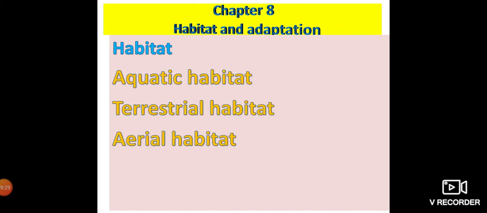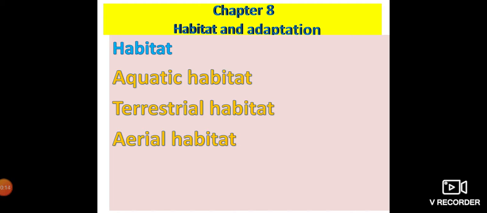The different types of habitats in which different varieties of organisms are found are aquatic habitat, terrestrial habitat, and aerial habitat. Aquatic habitat includes rivers, lakes, ponds, and seas. The plants and animals, the creatures which live in the aquatic habitat, have bodies suited to live in this particular habitat. Examples of organisms which live in aquatic habitat are fish, water lily, lotus, whale, etc.